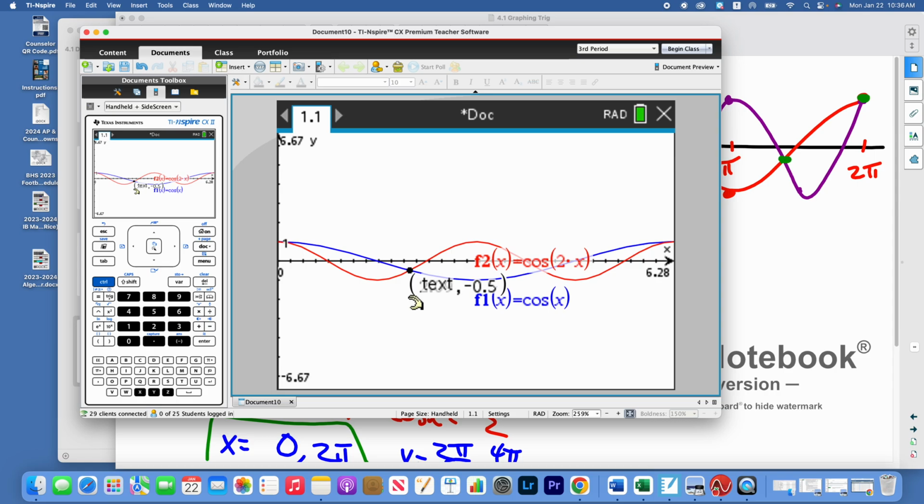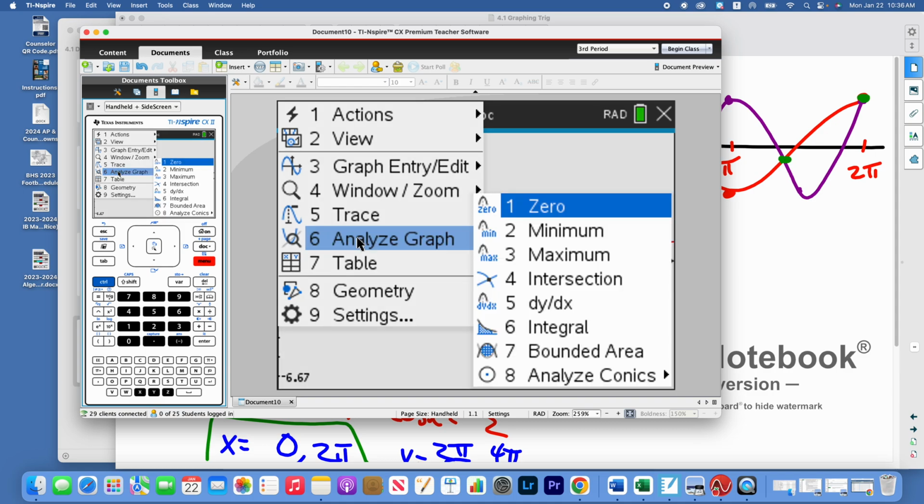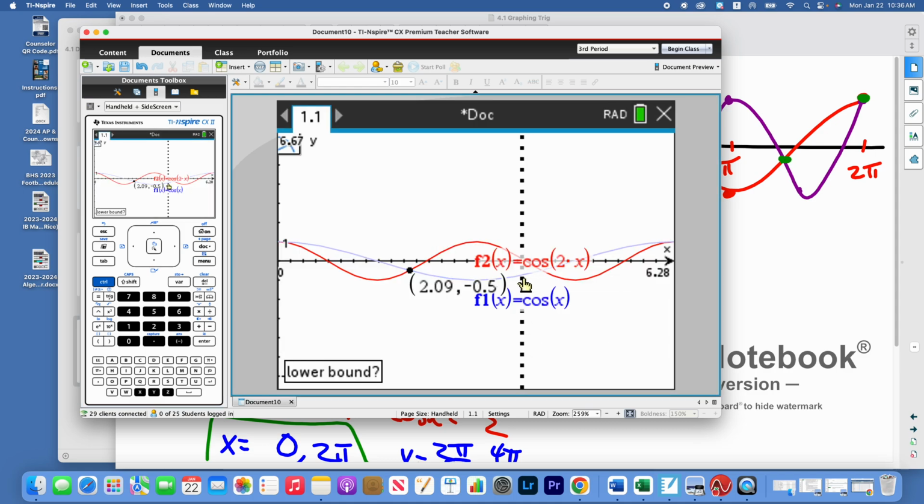If I keep going, sorry, I got out of that. Menu, analyze graph, and intersection. If I were to go over here, then I get 4.19. That's in radians. All right? So it's the same thing. It's 4 pi over 3. The pi and 3 kind of cancel, leaves me 4 and a little bit of change. I'm in good shape. So I understand what's going on there.